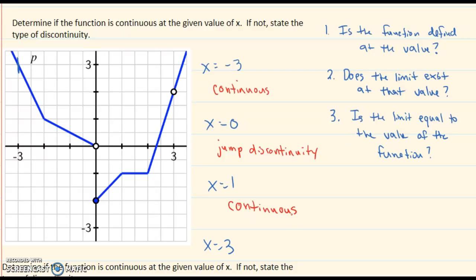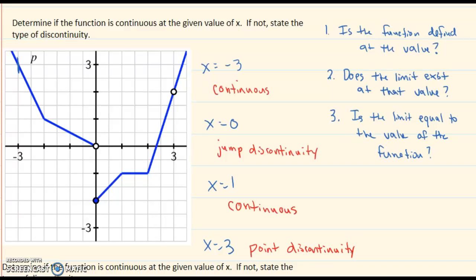At x equals 3, I have a problem immediately. Because of that open circle, the first question, is the function defined at the value, is a no. So that means the function is not going to be continuous. It's going to be discontinuous. And the reason for that is point discontinuity, or the type of discontinuity. There's a hole in the graph.